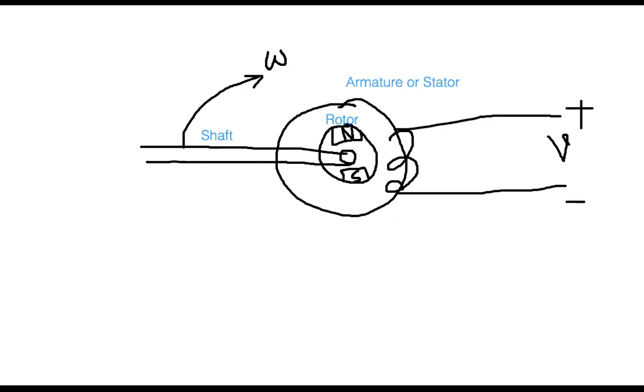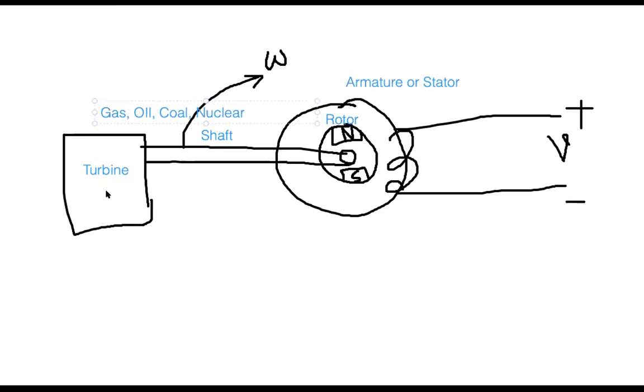Now, how will this shaft rotate? There can be another arrangement which we call the turbine. You all know this keyword, the turbine. That turbine could be a gas turbine or oil turbine, whatever it is. It could be coal. It could be nuclear. Whatever the source is, this turbine will rotate this shaft. And once this shaft rotates, this means the magnetic field rotates, and voltage will build up.